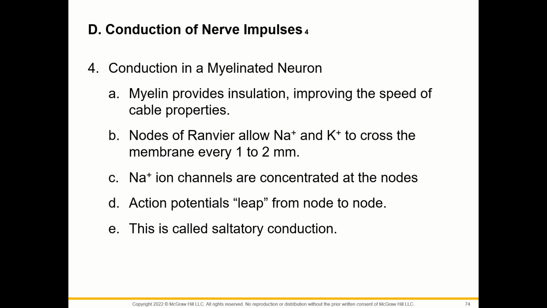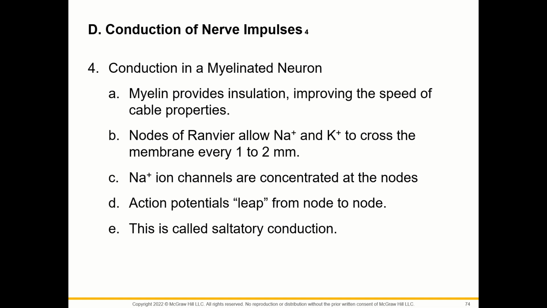So we've got to do myelin. Myelin produces insulation, improving the speed of cable properties. These nodes of Ranvier allow sodium and potassium to cross the membrane every 1 to 2 millimeters, and sodium ion channels are concentrated at the nodes, and this can leap the action potential from node to node. They call that saltatory conduction. It's just really more efficient.